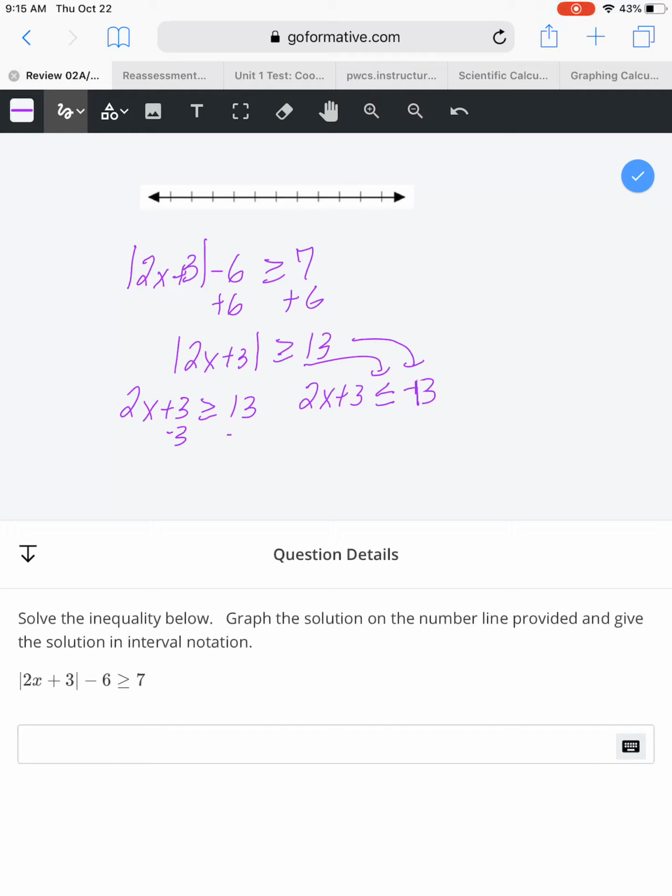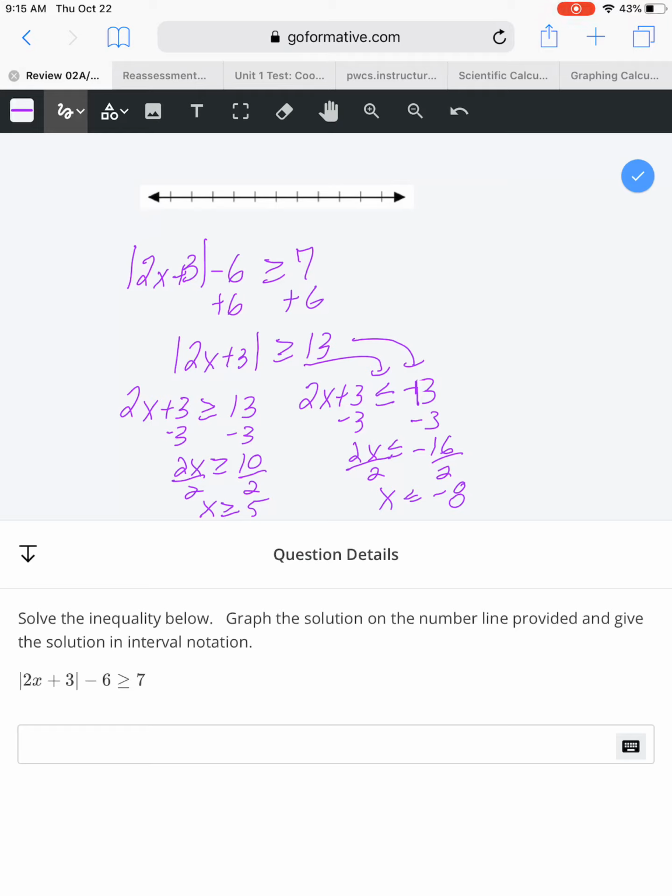I go through and solve. Subtract 3. 2x is greater than or equal to 10. Divide by 2. X is greater than or equal to 5. Subtract 3. 2x is less than or equal to negative 16. Divide by 2. X is less than or equal to negative 8.